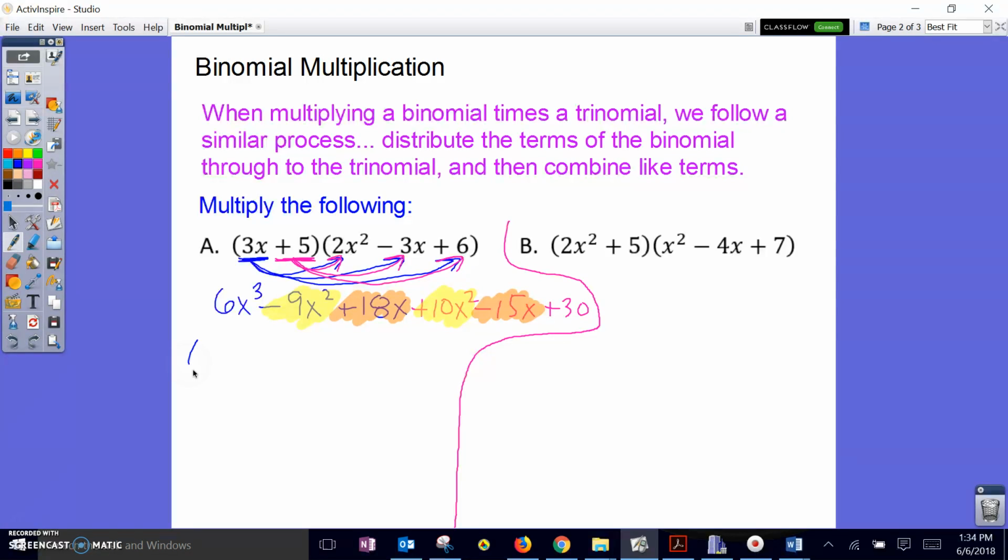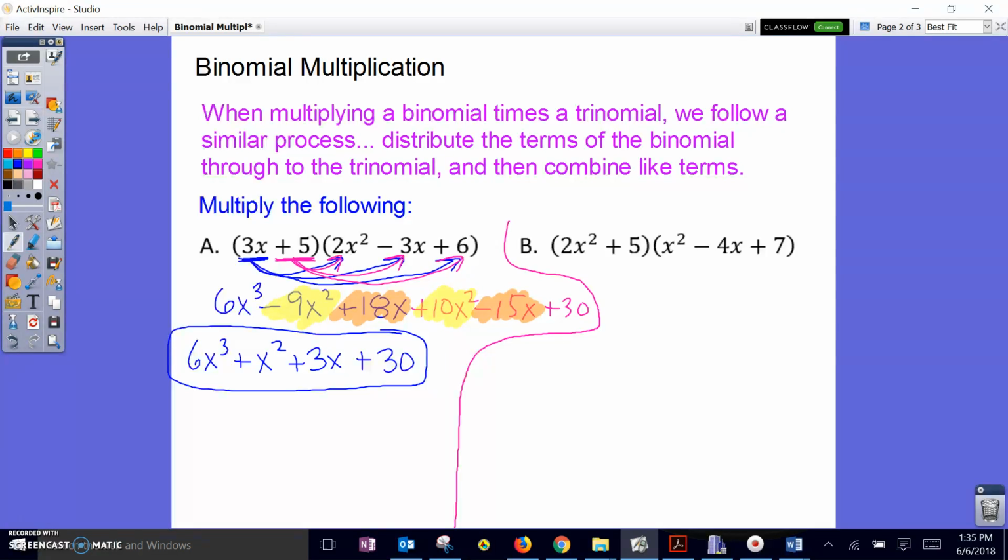So I've got 6x to the third, none of those to combine with. Then I look at my x squareds. A minus 9x squared and a plus 10x squared combine to make a plus 1x squared. A plus 18x and a minus 15x combine to make a plus 3x. And then I still have that plus 30 out there on the end. And that's going to be my final value.